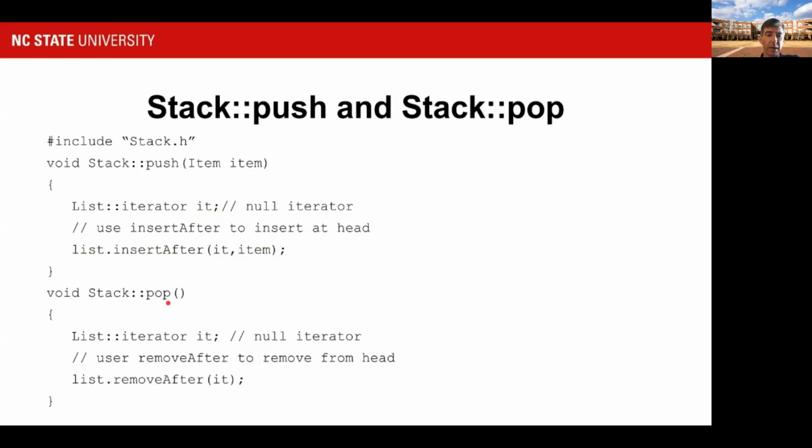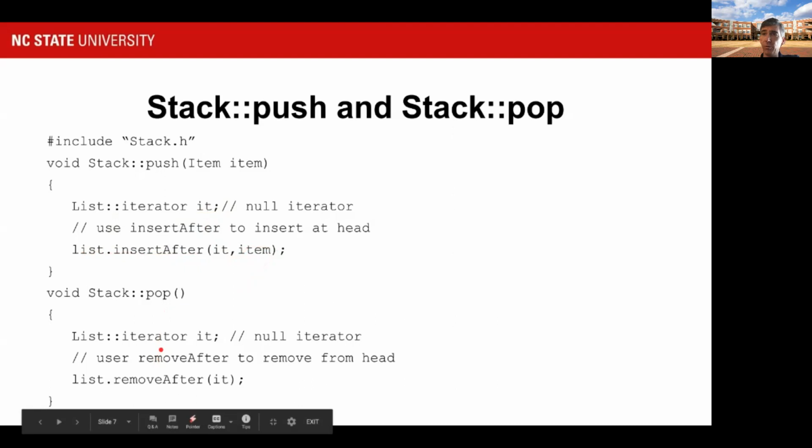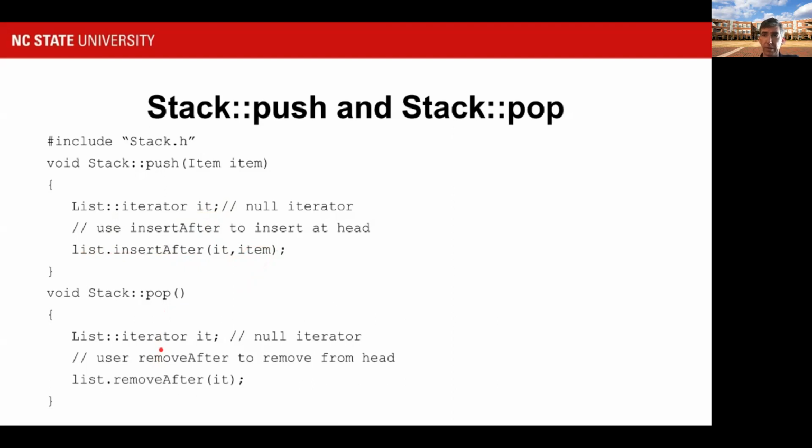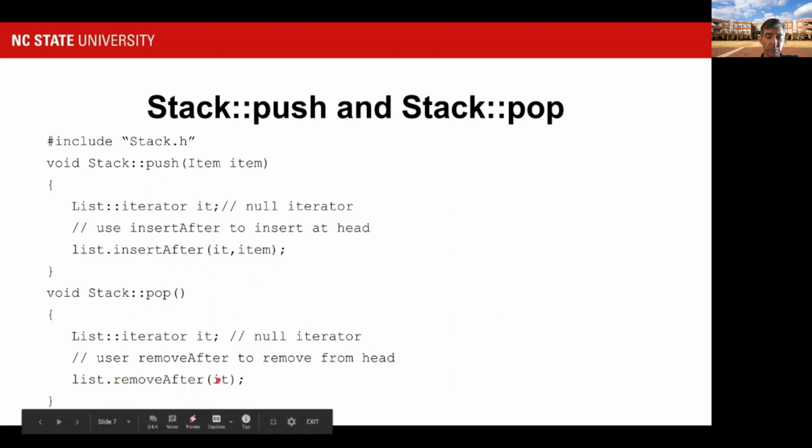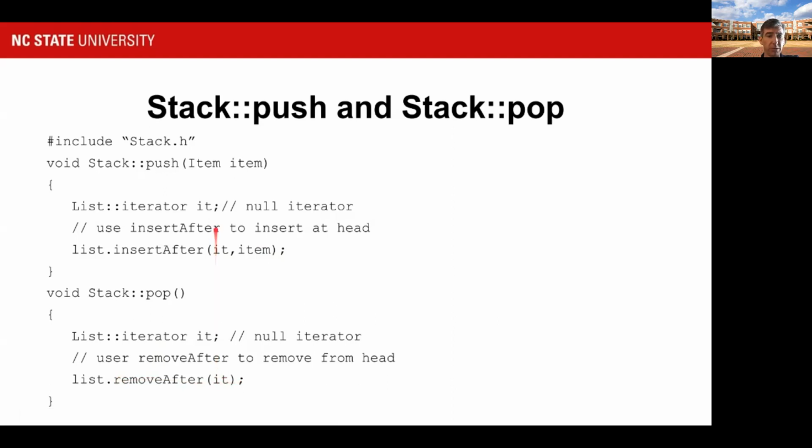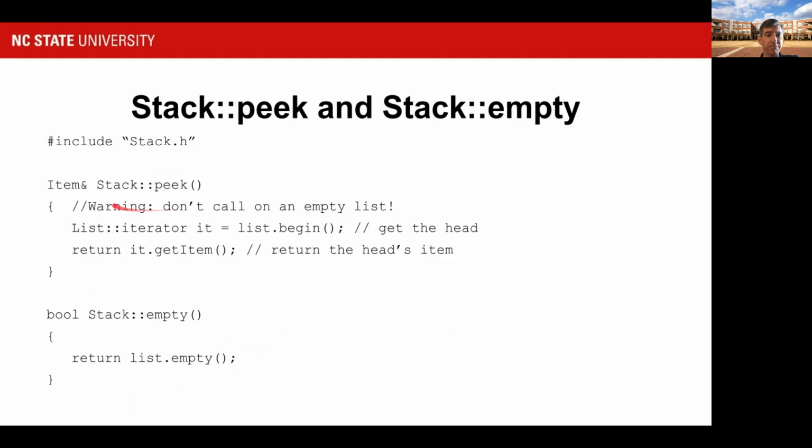Okay, and then when I want to pop, I'm going to use remove after. And again, the same logic applies. If I give remove after a null iterator, then it removes the front of the stack. So I just call remove after with a null iterator, and that pops the front of the stack. So that's pretty simple. I didn't have to write much code. I just use my list object that I already made, and now I'm up and running with a push and pop. Now, how about peek and empty?